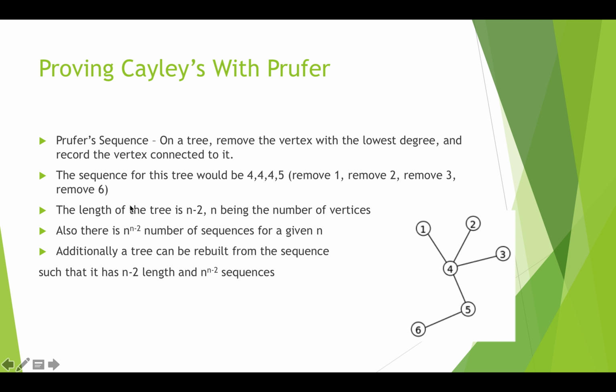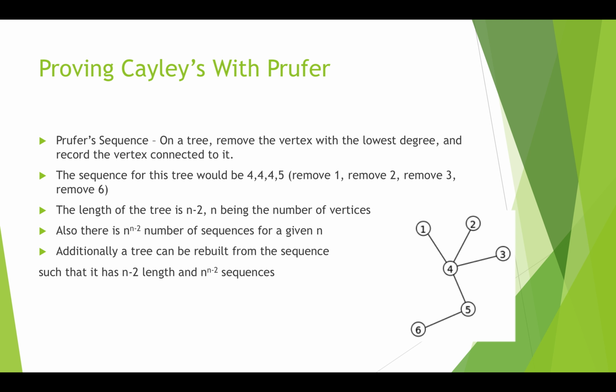So we know the length of the sequence is n minus 2, n being the number of vertices. So we have a sequence of 4, as you can see up here. We also know that there are n to the n minus 2 sequences for a given n. There's a whole proof about this. It's a little bit outside my scope, most of our scopes here, except maybe my discrete math professor. Maybe it's outside his scope. I don't know. I'll have to ask him.